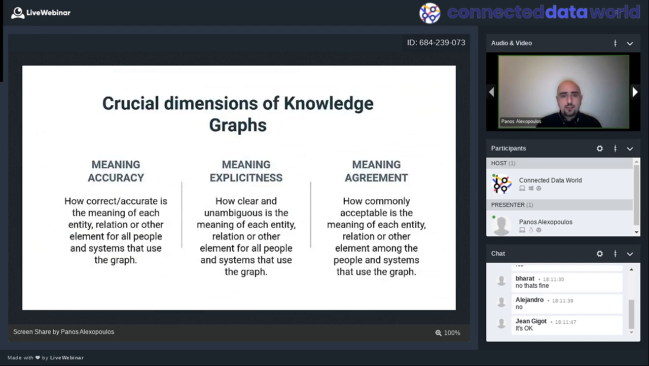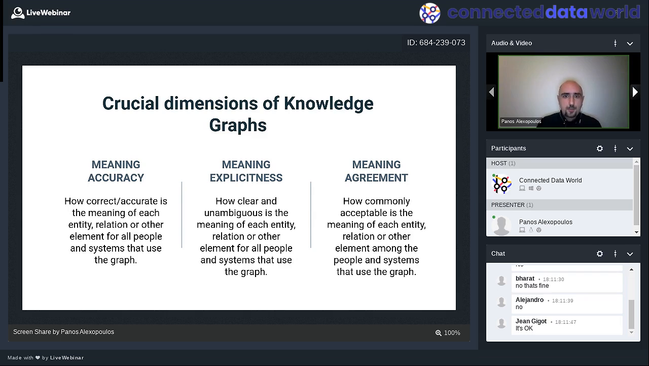So knowledge graphs are meant to communicate meaning, to represent it explicitly. Therefore, whatever statement, whatever assertion is in the knowledge graph needs to be as accurate as possible. So it needs to be true and it needs to be accepted by all people and systems that use the graph. Second, the meaning should be explicit, right? It should be clear for anyone who consumes the graph what its entity, relation, or other element means. If that doesn't happen, if it's unclear, then the quality of the knowledge graph with respect to explicitness is low.